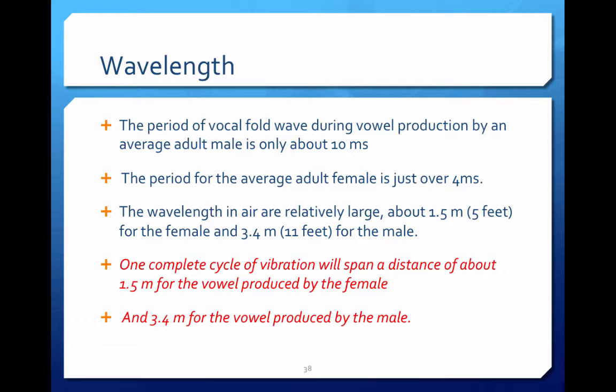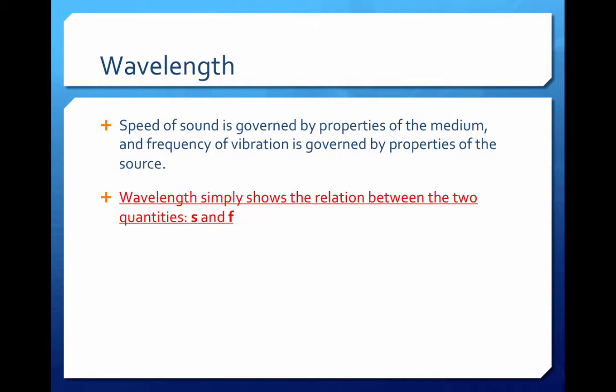So lower frequencies travel farther than higher frequencies. That's why men are easier to hear than women. The speed of sound is governed by the properties of the medium. The frequency of vibration is governed by the properties of the source. Wavelength simply shows the relationship between the two quantities, the speed of sound and the frequency.